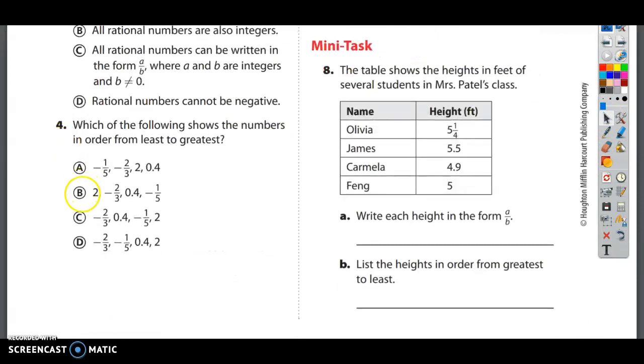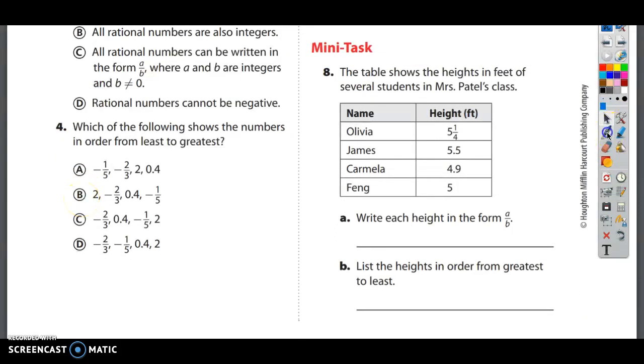Alright, number 8 is called mini-task. The table shows the heights in feet of several students in Mrs. Patel's class. You can read that there's 4 students there, and what you have to pay attention to is that a couple are in decimals, one's a whole number, and one's a fraction. I'm sorry, a mixed number. Question A writes, write each height in the form of A over B. That means to take each of these and write it as a fraction, where you can only have a numerator and a denominator.